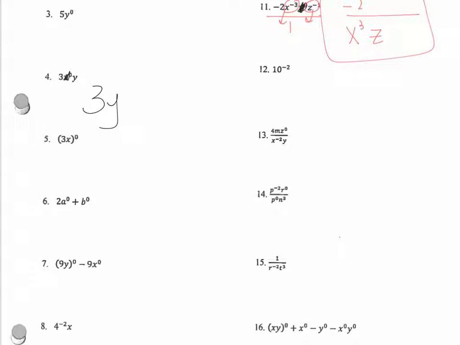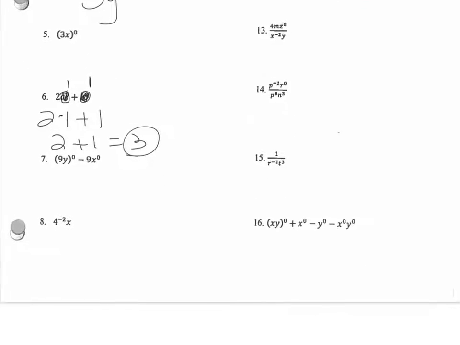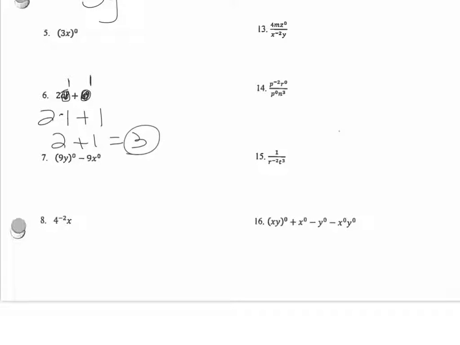Let's go down and look at number 6. A is raised to the 0 power. That equals 1. B is raised to the 0 power. It equals 1. So I have 2 times 1 plus 1. 2 times 1 is 2. 2 plus 1 is 3. If I look at number 7, 9y to the 0 power equals 1, minus x to the 0 power equals 1, so I have 1 minus 9 is negative 8.